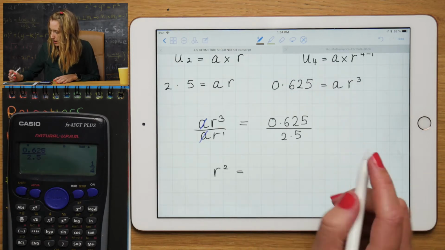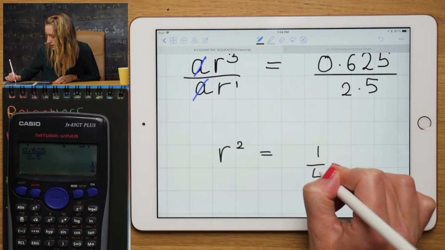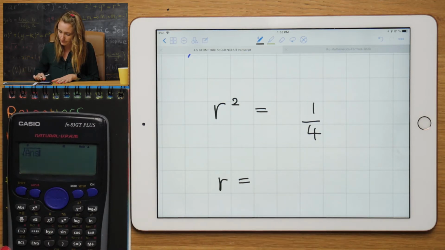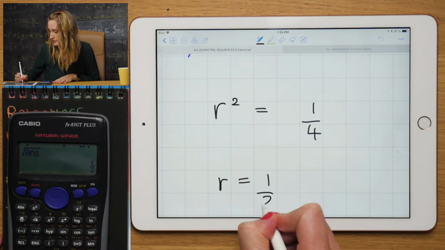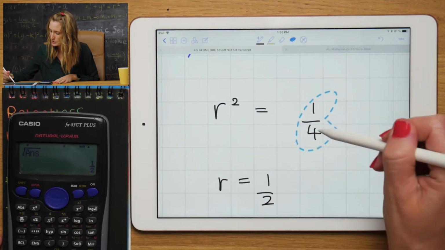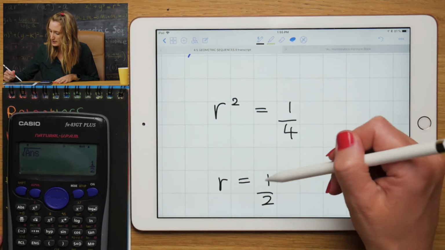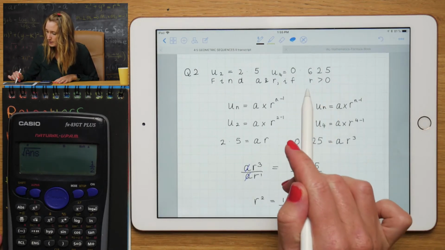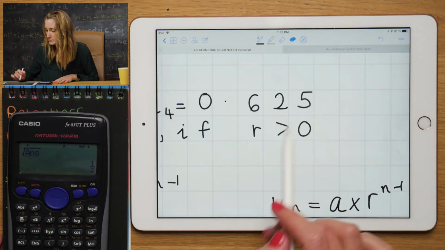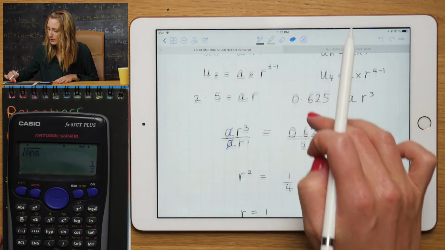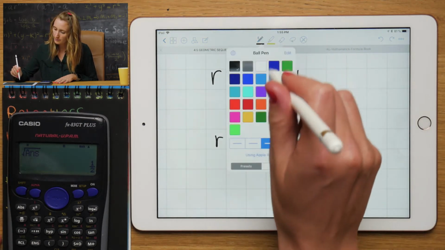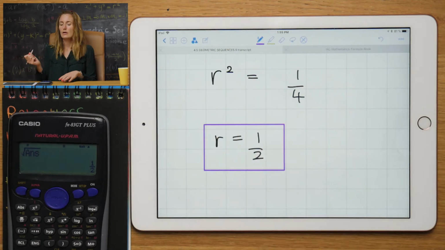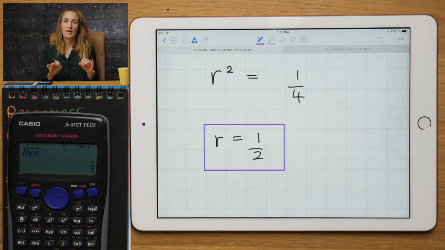So here we go. r squared is a quarter and we're going to take the square root of a quarter, which will be a half. You don't need to do that on a calculator because you can know that the square root of 1 is 1 and the square root of 4 is 2. You would have plus minus, but you've been told r is bigger than 0. So I would eliminate the negative value for r.